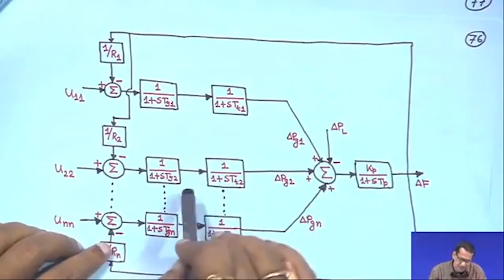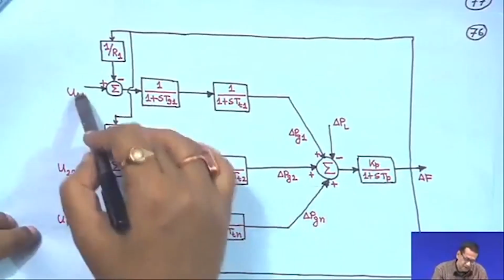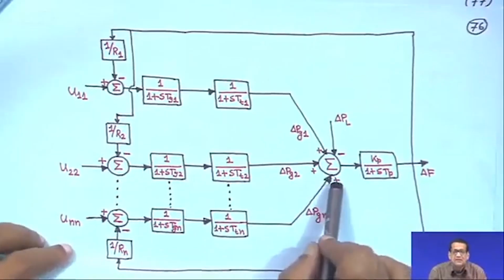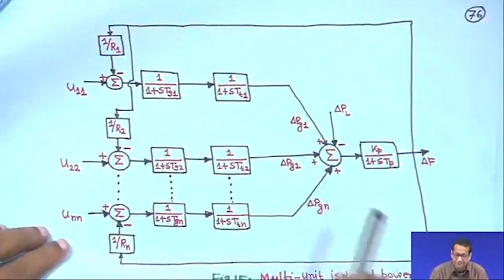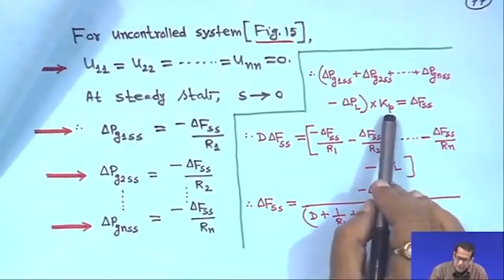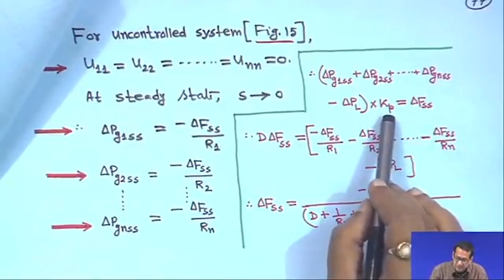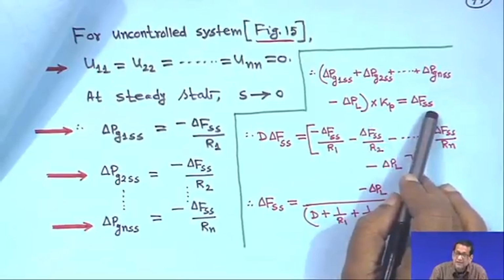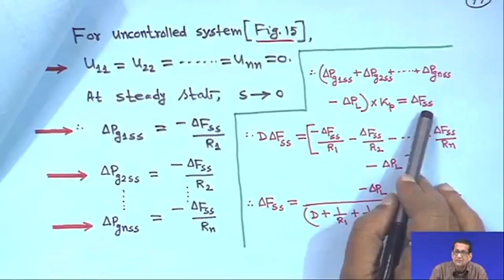So in this block diagram you can make s equal to 0 also, and all the derivative terms 0. So that will give you a steady state block diagram, not showing here, but it is understandable to you now. So that means Kp is equal to 1 upon D. If you put here Kp is equal to 1 upon D, then it will be multiplied by D delta FSS. So it will be D into delta FSS.